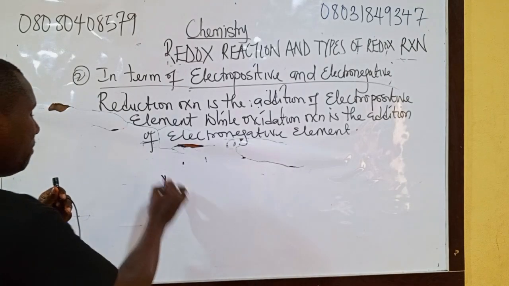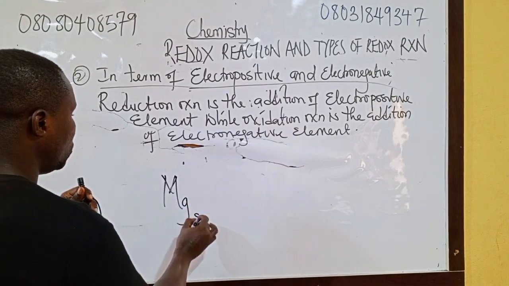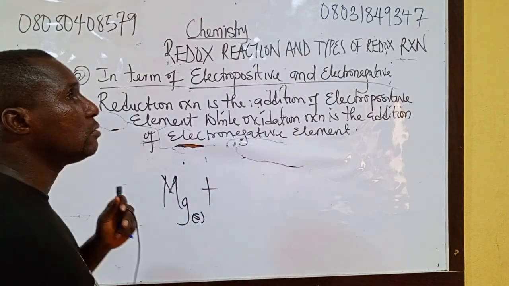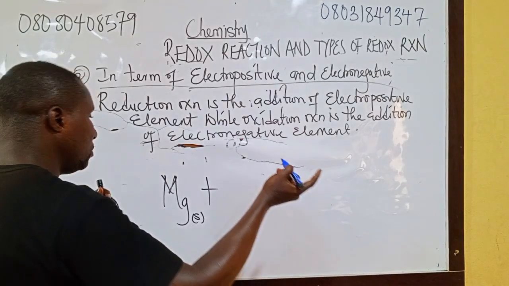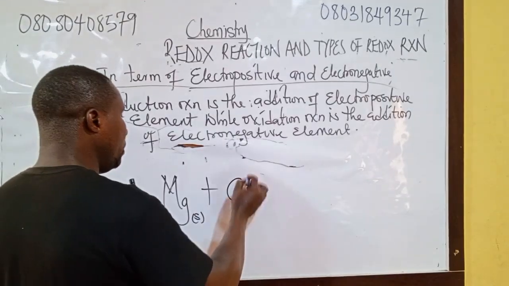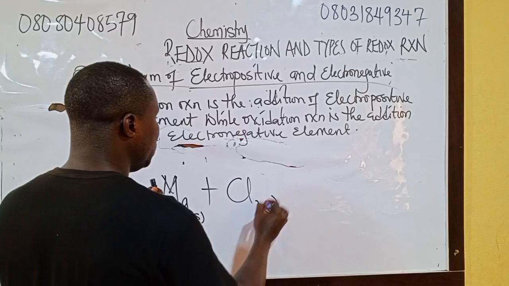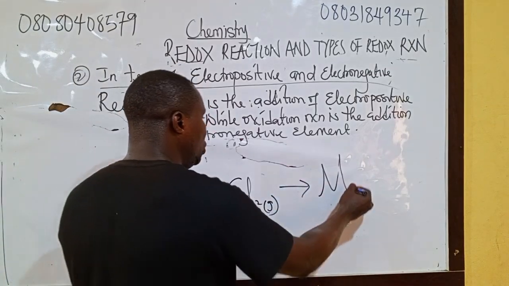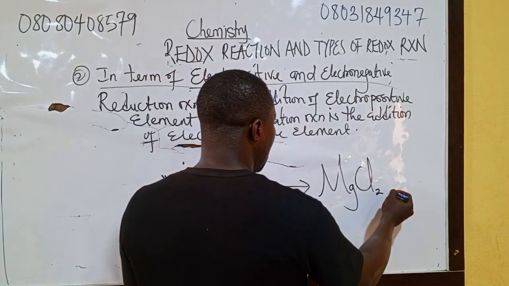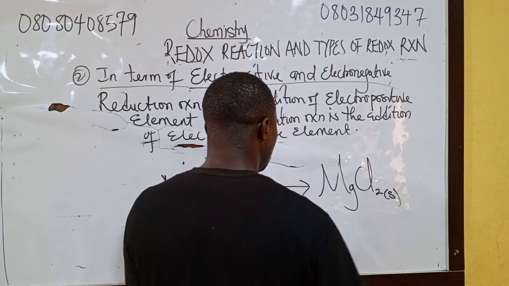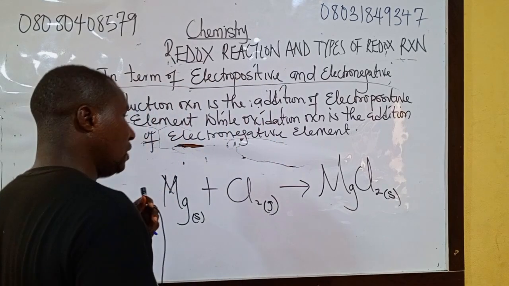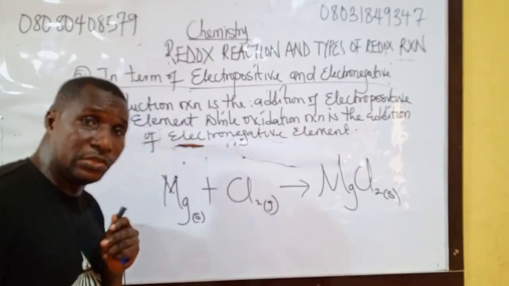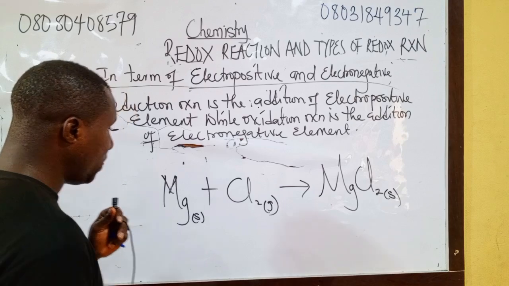When I have magnesium solid plus, let me use chlorine gas to give you magnesium chloride solid. The equation is balanced. Let us look at this. Let us identify the reducing agent and oxidizing agent.